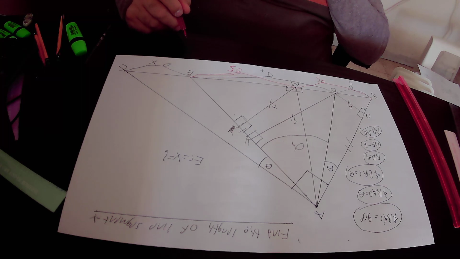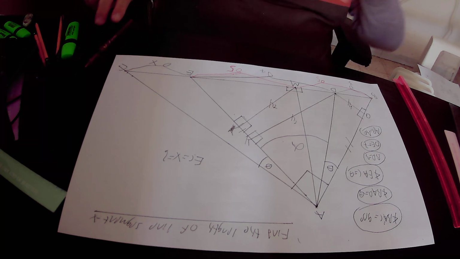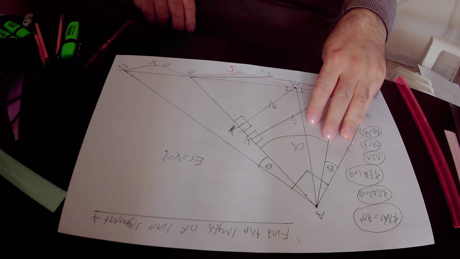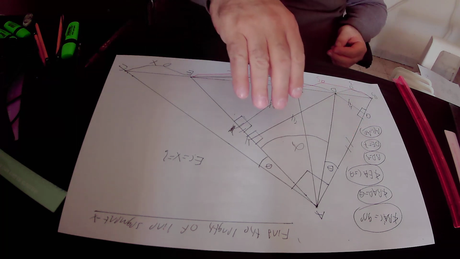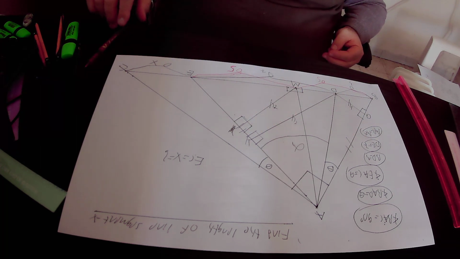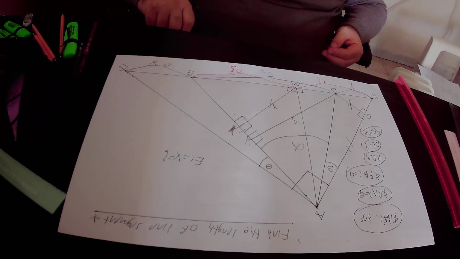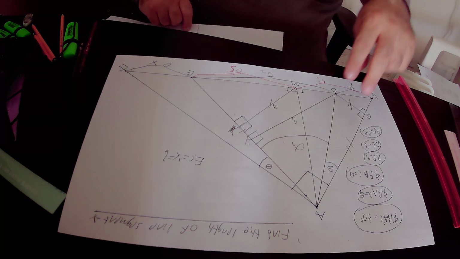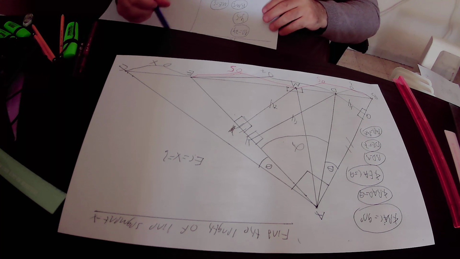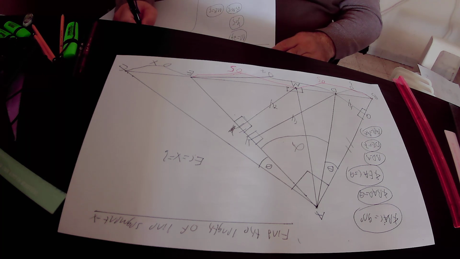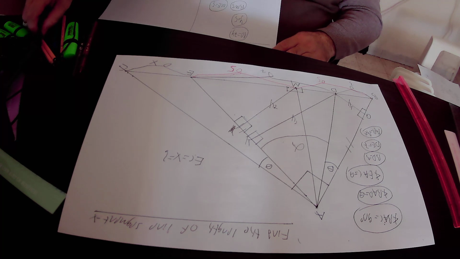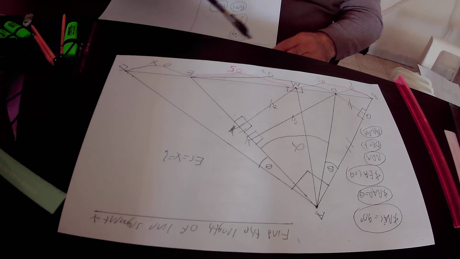Okay. In the next step, we will prove that triangle ABM is congruent to triangle AME. I repeat, we will prove that triangle ABM, this triangle, is congruent to triangle AME.